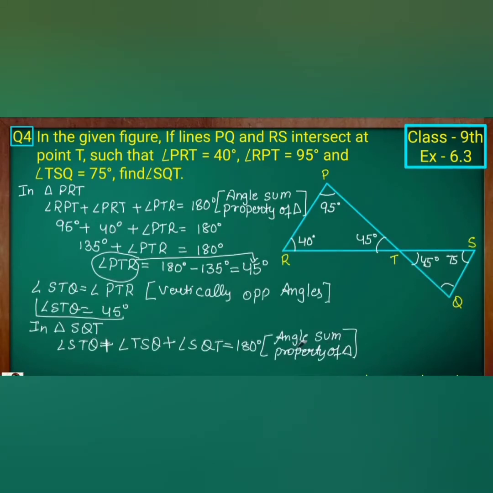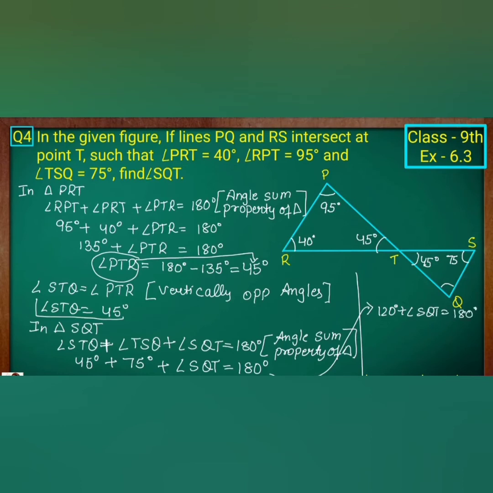Okay, now we can substitute the given values in this property. You know that very well, the value of angle STQ equal to 45 degree, plus angle TSQ, yes, 75 degree, which is the given part, right? 75 degree plus angle SQT equal to 180 degree. Okay, now let's go for the next step. 45 degree plus 75 degree, just add. 45 degree plus 75 degree is 120 degree, plus angle SQT equal to 180 degree.